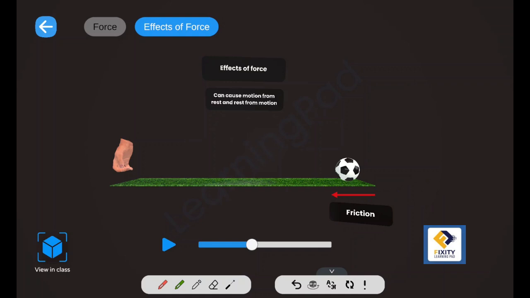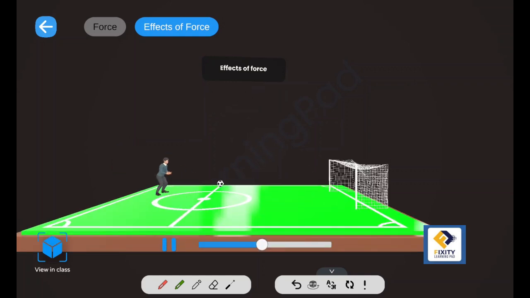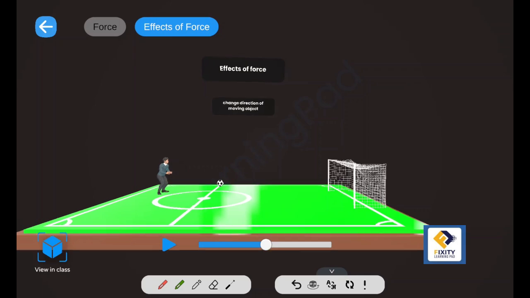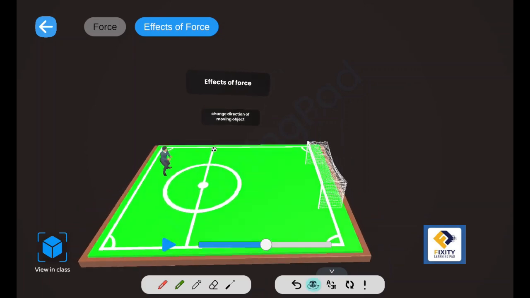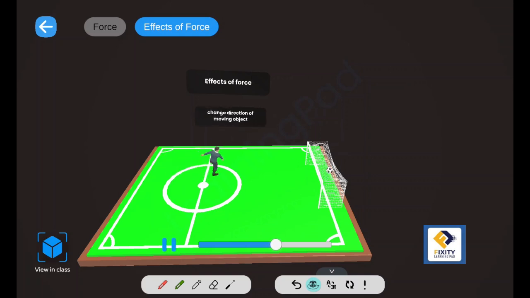Now let us move forward. Let us see what other effects of force can be possible. Force can also change the direction of moving objects. Now let us see it from top view like this. You will see that the ball is coming towards the person and the person is going to apply a force and change the direction of the ball towards the goal post. Here you can see the ball is coming in a different direction and he is kicking it again by applying force in a different direction.